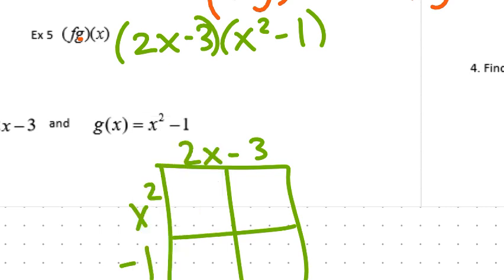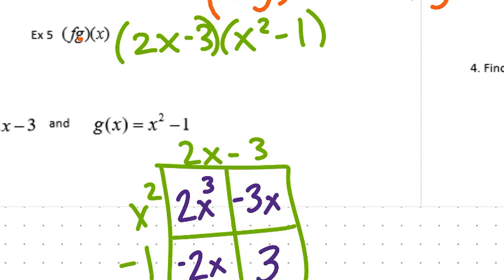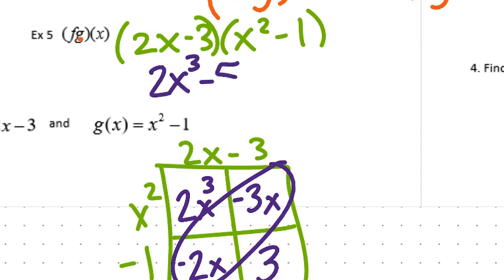So 2x times x squared is 2x cubed. X squared times negative 3 is negative 3x. 2x times a negative 1 is negative 2x. Negative 3 times negative 1 is positive 3. And then you can usually combine those two. So we get 2x cubed minus 5x plus 3.